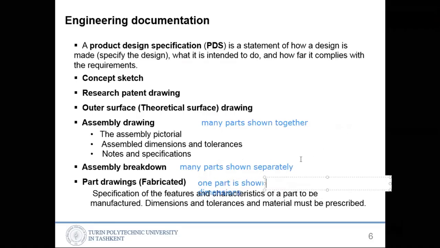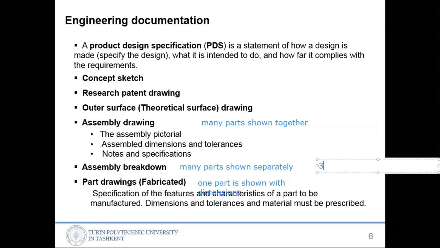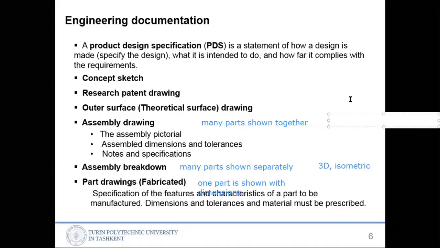So in an assembly drawing, many parts are shown together. In an assembly breakdown, there are also many parts, but shown in 3D, a three-dimensional view, kind of an isometric view. But the part drawing can be shown as a front view. We call it 3 view, or orthographic view. And how does the part drawing look?